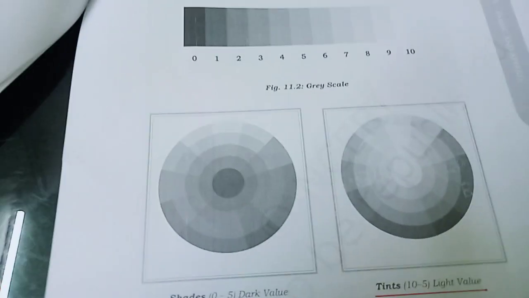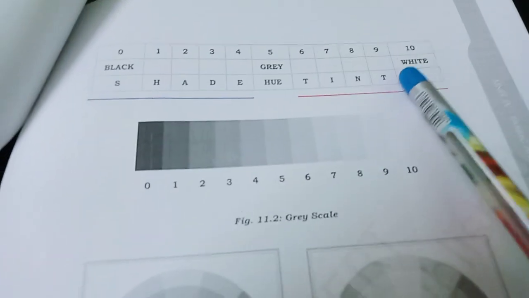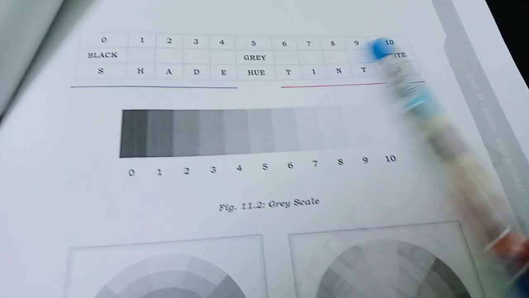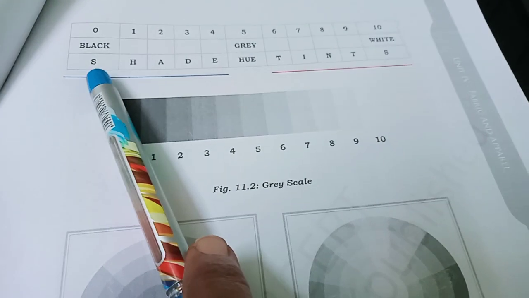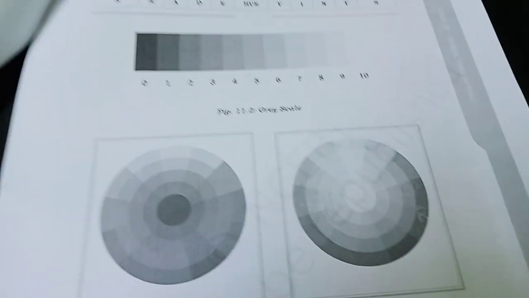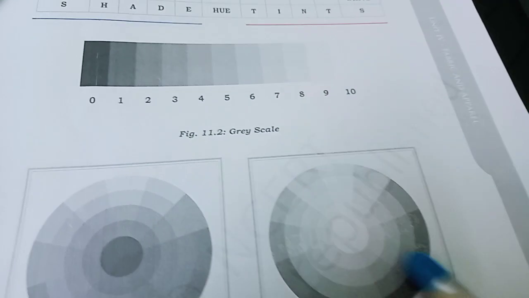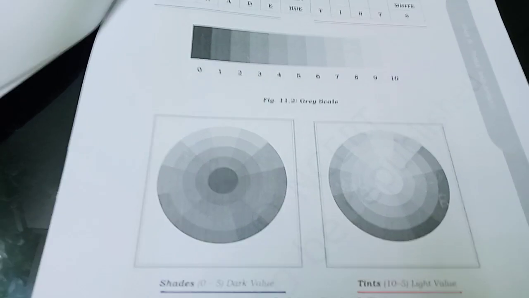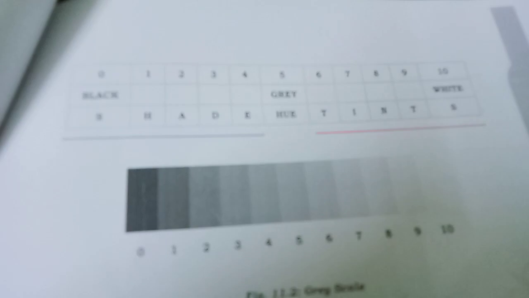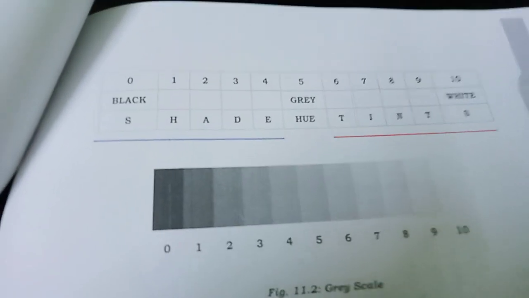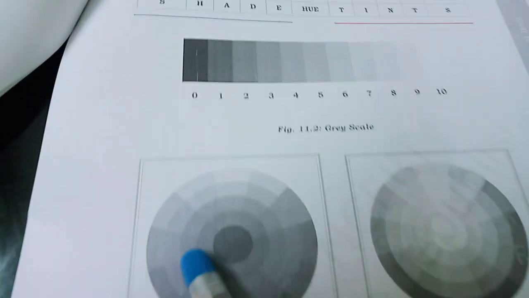So coming to white color. What is white color? White color is having value 10. Now black color is having value 0. Coming towards white, it is known as tint, whereas coming to this black side, this is known as shade.